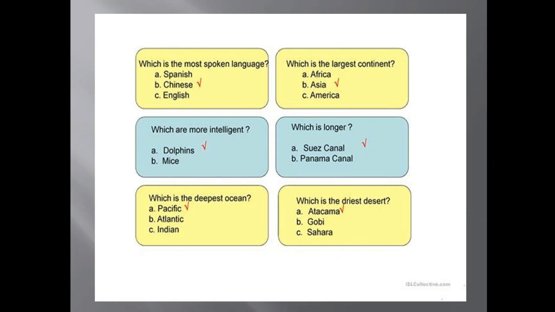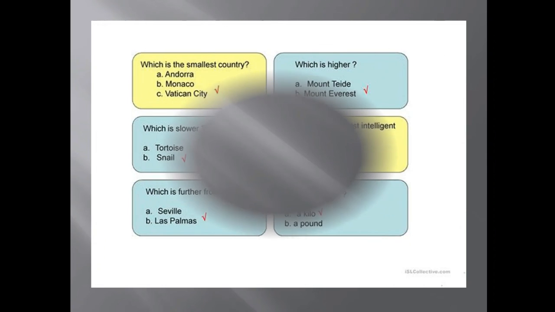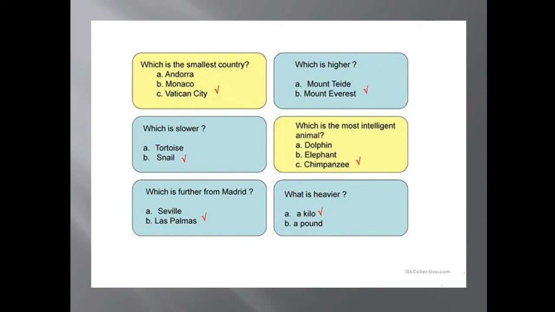Which is longer, Suez Canal or the Panama Canal? The Suez Canal is longer than the Panama Canal. Which is the driest desert? Atacama is the driest desert. Which is the smallest country? Vatican is the smallest country. Which is slower? The snail is slower than the tortoise.